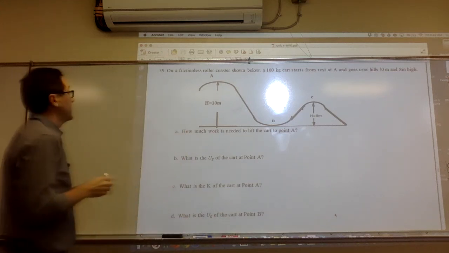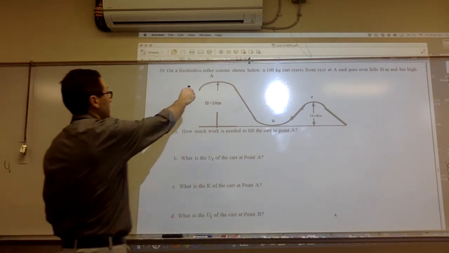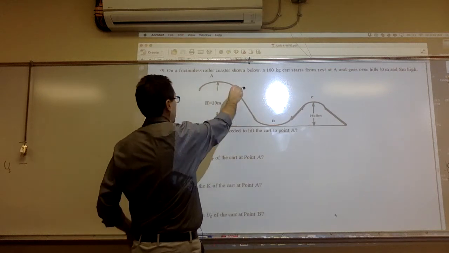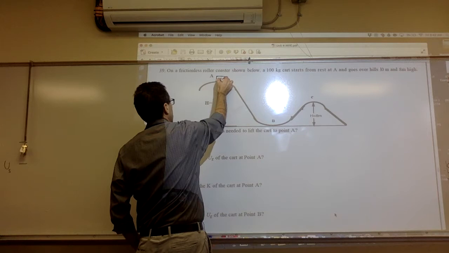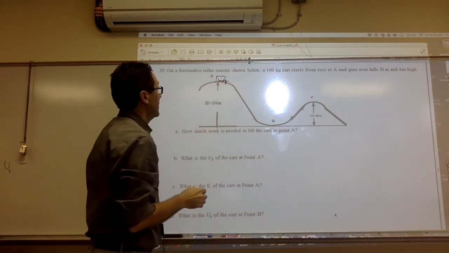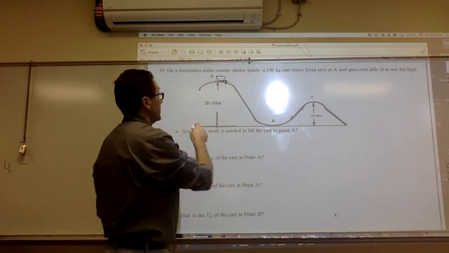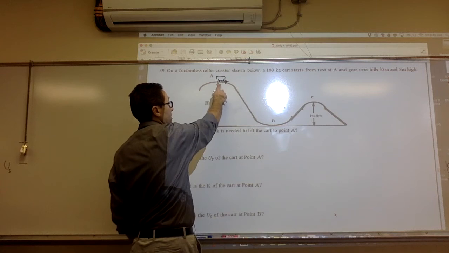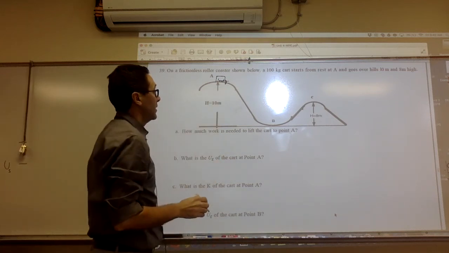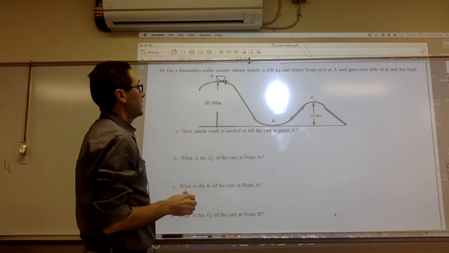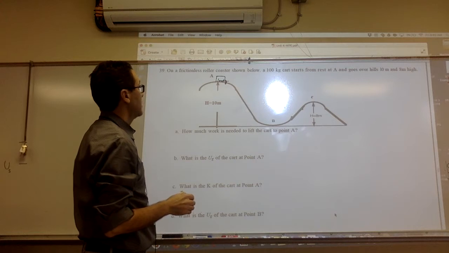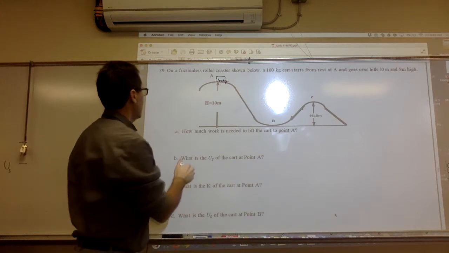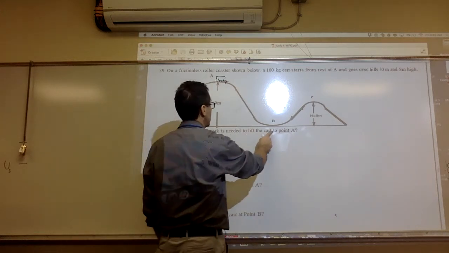All right, for number 39, it says that the roller coaster is frictionless. You have a 100 kilogram mass here, and it starts from rest. Sometimes if it starts with a certain speed, you have to take into account the kinetic energy. And it goes over a hill that is 10 meters and 8 meters high. How much work is needed to lift the car to point A?